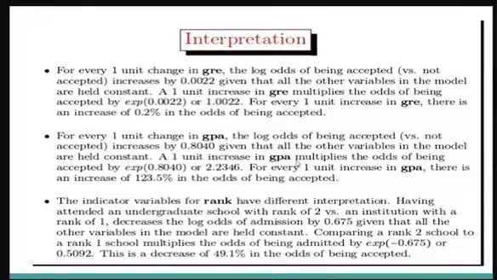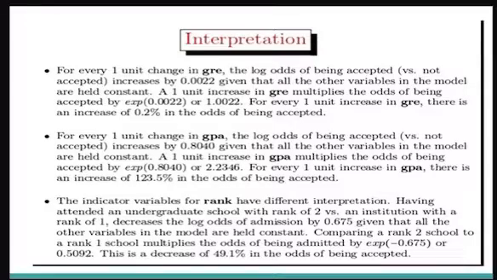But if you want to interpret the odd, you need to first take the exponentiation before you interpret the odd. Please take note of this interpretation. The same thing goes with GPA. But how do you interpret a categorical predictor variable, like rank in this case?